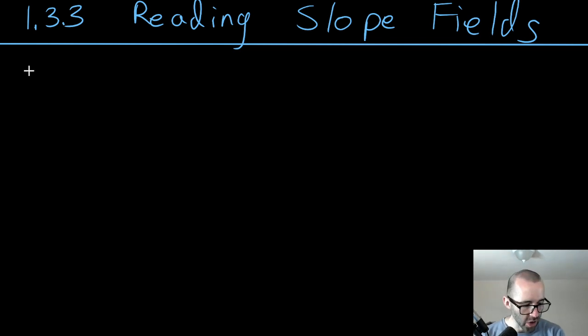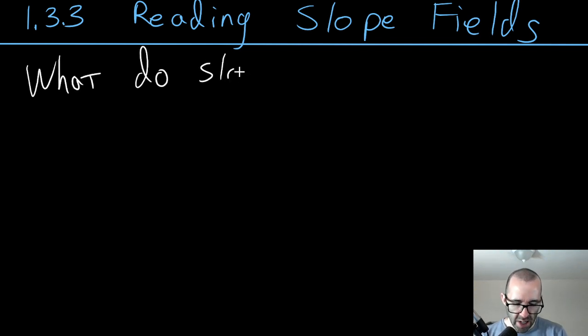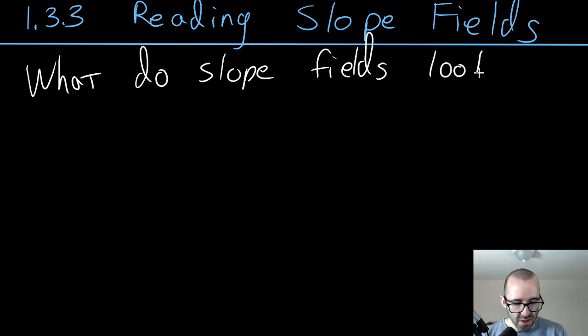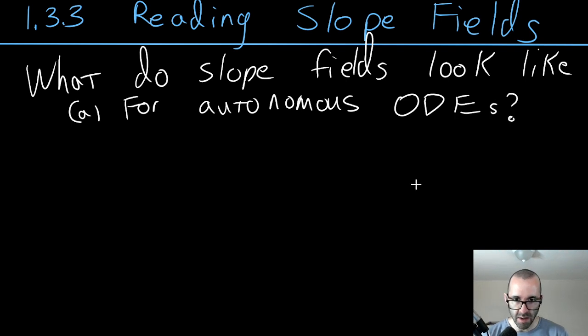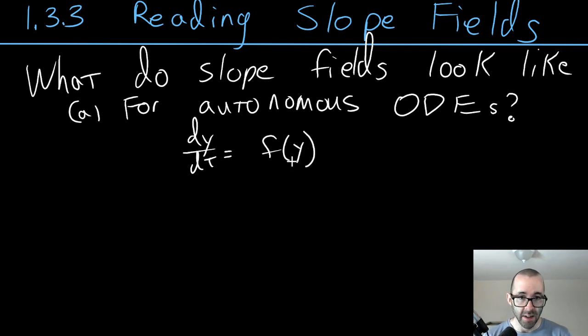But I want to start by asking you a question, okay? Specifically, I want you to think about, what do slope fields look like for specific kinds of ODEs? So what does a slope field look like, part A, for an autonomous ODE? Remember what autonomous means. For autonomous ODEs. Okay, so think, what did autonomous ODE mean? That meant dy dt is some function only of y.